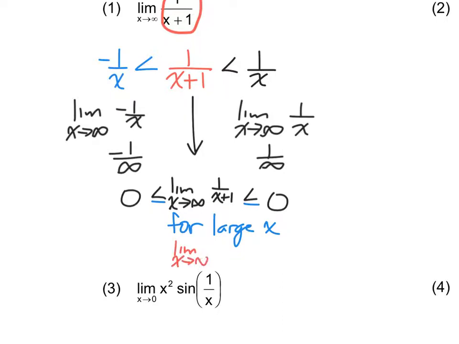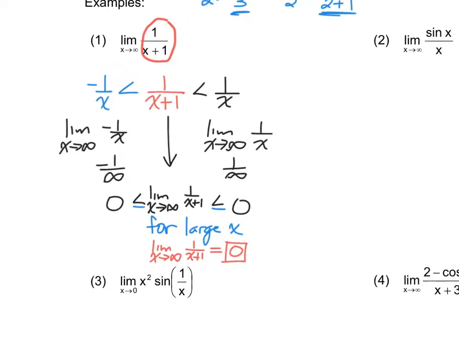Wait, what do you mean by for large x? Like, if I were to plug in x equals 120,000 or something like that. It's approaching 0. If I were able to get out to infinity, then I would be able to get to those zeros and have equality. All right. So that's the first one.